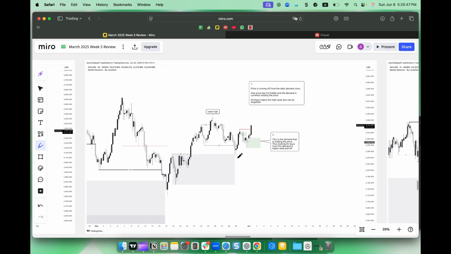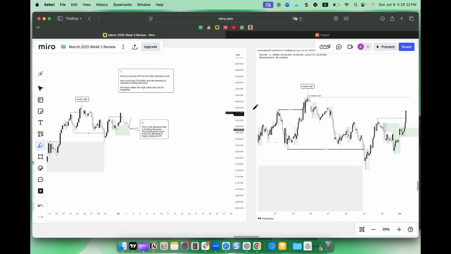Price coming off from the daily demand zone makes this week high, and the fractal structure is also bullish in the 4-hour chart. This is formed via sweep of liquidity, so it's a strong rejection, and this demand is currently holding the price. This demand is actually a flip zone which flipped the supply above. So looking for longs from this demand zone is valid, and this is a weak high that I'm going to be targeting.